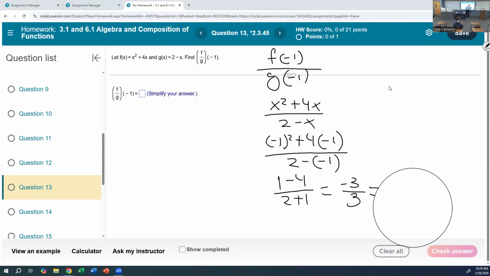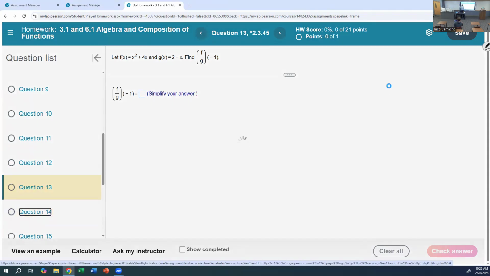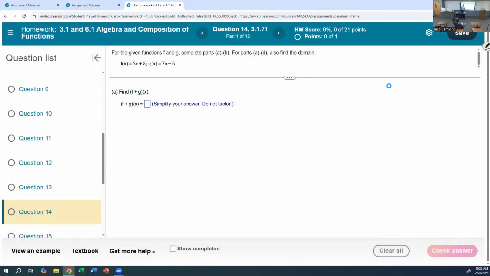So I can erase that? Yes. Let's go to 14. Question 14. Now you are adding two equations again. You have f plus g of x. What does that mean? That means f of x plus g of x. That is what it's asking for.